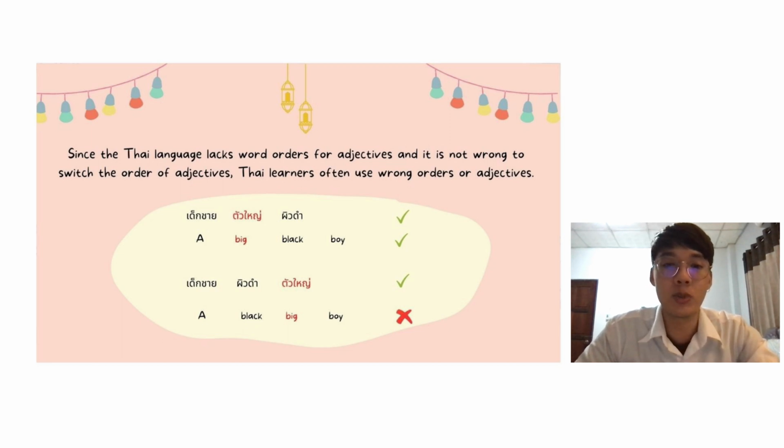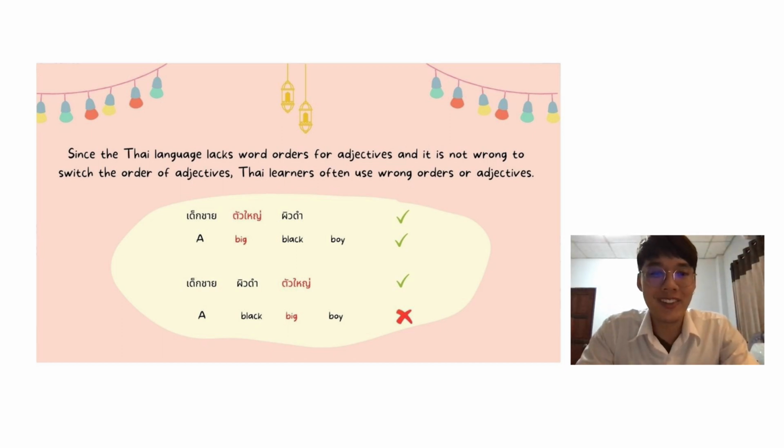However, the second group, a phrase เด็กชายผิวดำตัวใหญ่ is correct, while a black big boy is not correct. This is because the Thai language lacks word order of adjectives, and it is not wrong to switch the order of adjectives. So, Thai learners often use wrong orders of adjectives. The reason for showing you this is that you can learn from mistakes and make sure that you are aware when you are doing a test or your homework, so you can do it correctly. Well, are there any questions so far about the errors?